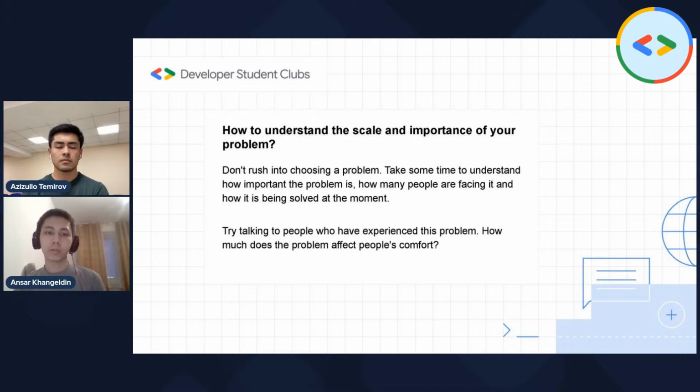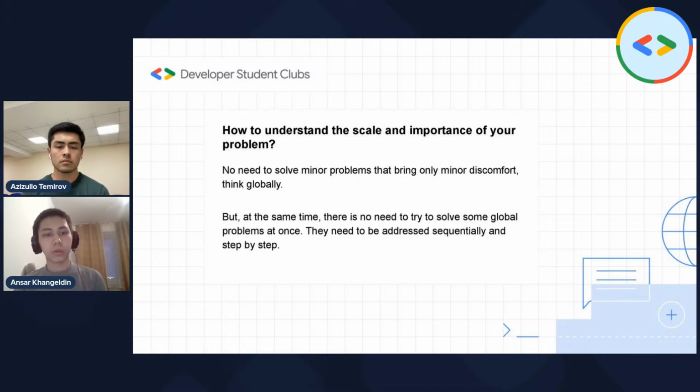How to understand the scale and importance of your problem. You don't have to rush into choosing a problem. You have to take some time to understand how important the problem you have chosen is, how many people are facing it, and how it is being solved at the moment. Because sometimes you can think that your problem is very important, but sometimes it turns out that it is not a really big problem. It just brings some discomfort in our lives, but it is not very necessary to solve at the moment. So we have bigger problems in the world. Try talking to people who have experienced the problem that you have chosen, and ask how much the problem affects people's comfort. So it is more about the importance, significance, and urgency of your problem. Next slide.